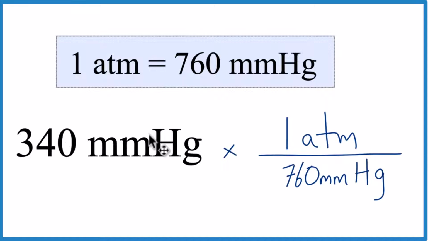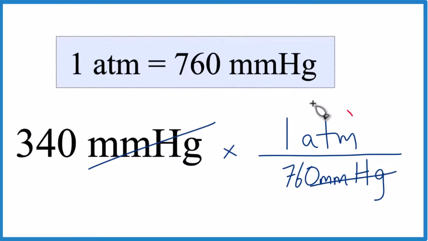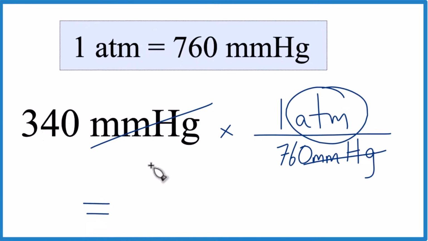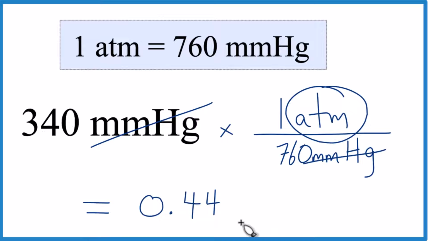So now when we multiply, millimeters of mercury on the top and the bottom cancel out, and we're left with atmospheres. That's what we're looking for. So 340 divided by 760 equals 0.44736. Let's just round it to 0.447, and that's atmospheres because that's all that's left up here. We know we did it right because the units work out.